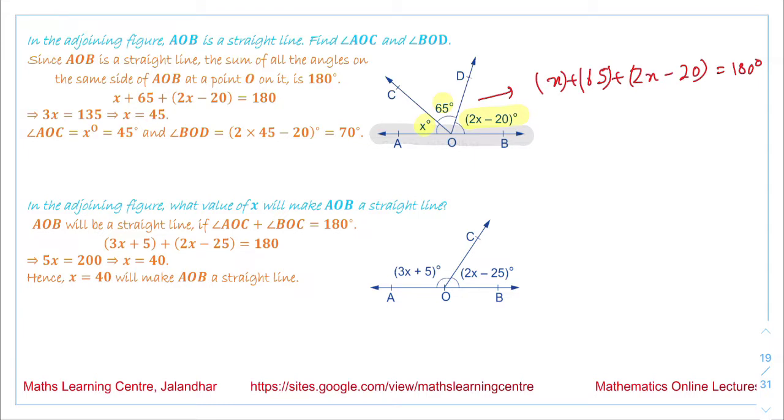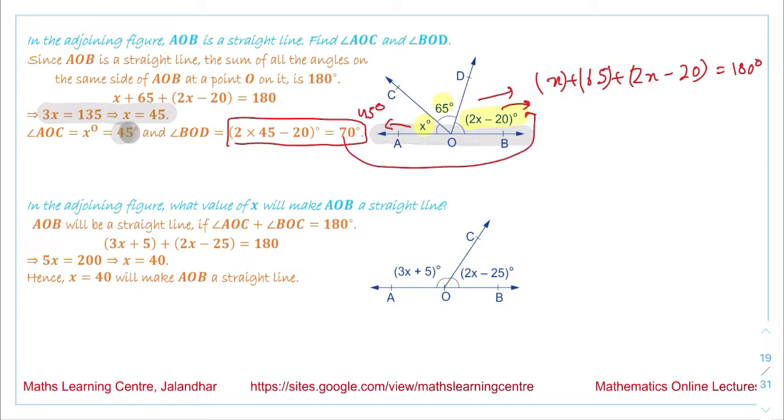So when you solve this, you will get 3x equal to 135. So the value of x you will get is 45 degrees. So this angle is 45 degrees, and when you substitute the value over here in this other angle, you will get 70 degrees.